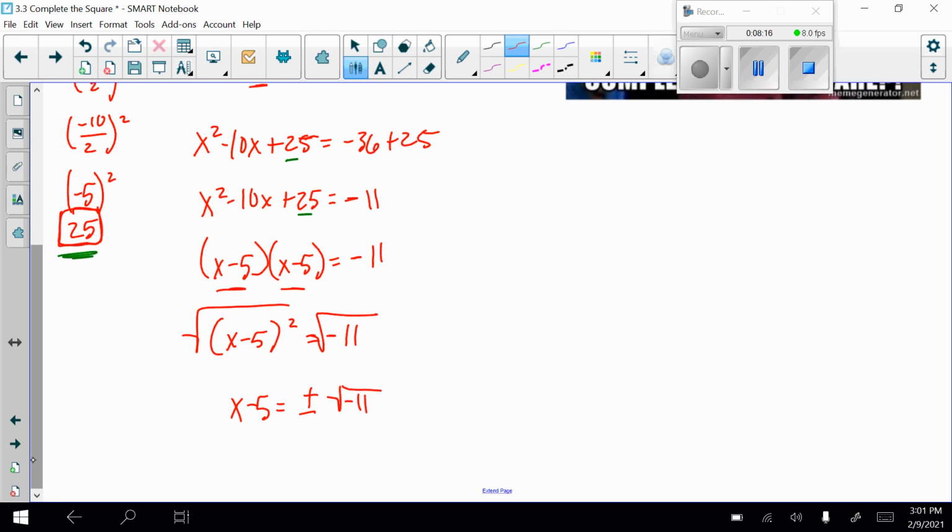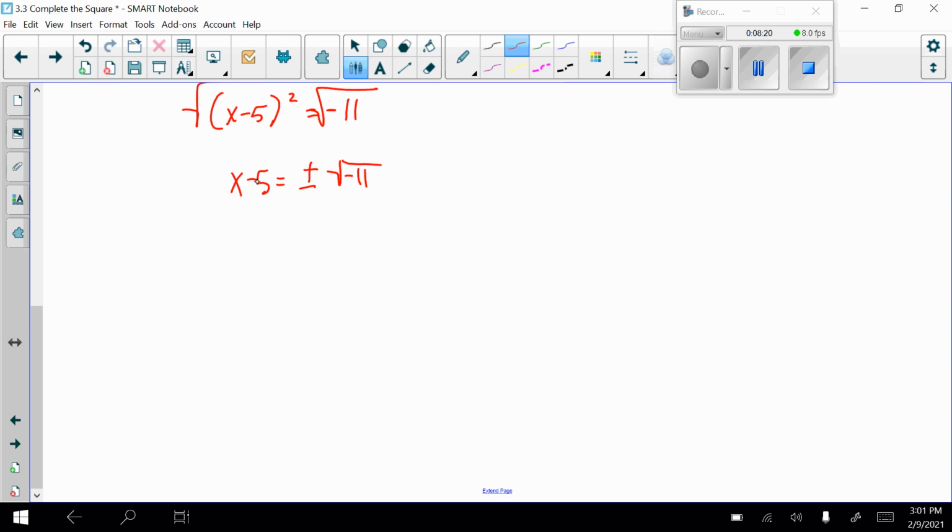Now we're almost done. We're trying to get x alone, so let's add 5 to both sides. Remember we said plus and minus always goes in the middle, so it's 5 plus or minus the square root of negative 11. And there's one more thing to do here to simplify. I've got a negative sign underneath the radical, which is a big no-no. We don't like that. That's a one-way ticket to Calcatraz, math jail.